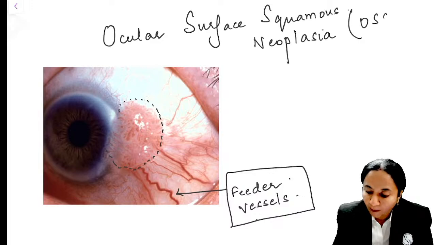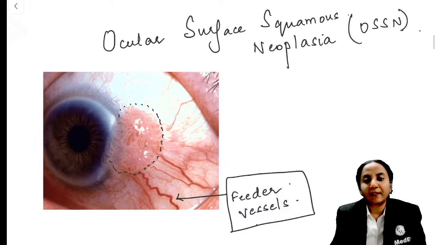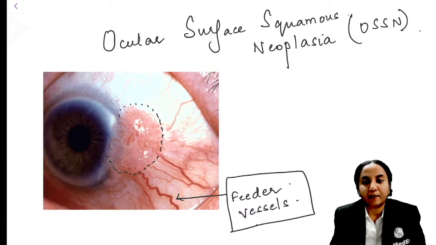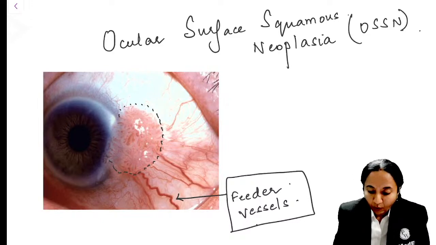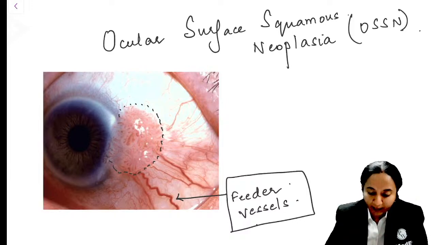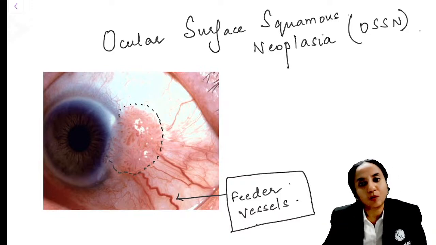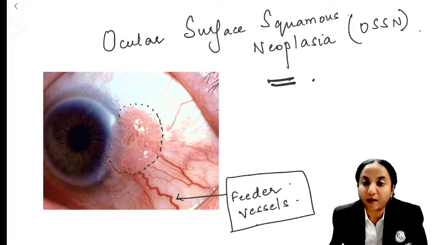Ocular surface squamous neoplasia. I just thought I would share this with you because it can come as an image based question. So this is not a pterygium. This is an ocular surface squamous neoplasia. Right? So how do we differentiate this? By the fact that it is not starting from the corner. It is a mass here. The surface is irregular and there are also feeder vessels. This is OSSN, ocular surface squamous neoplasia.